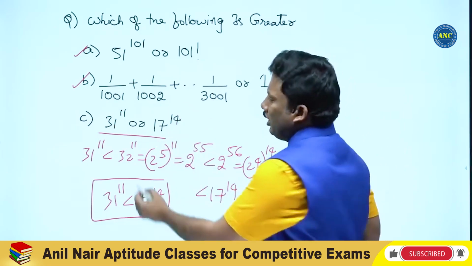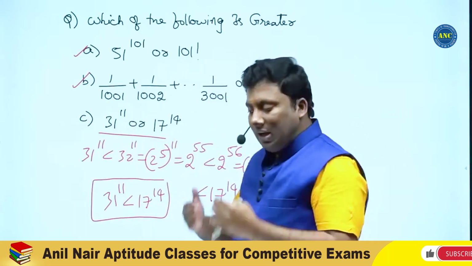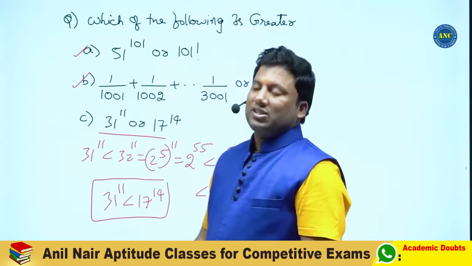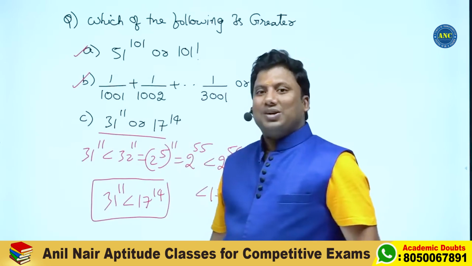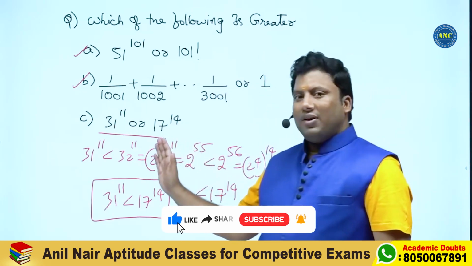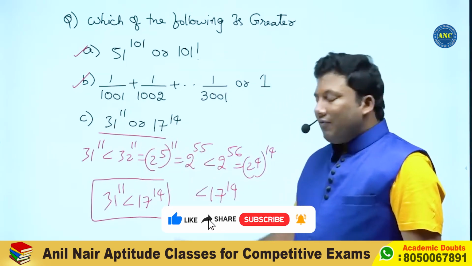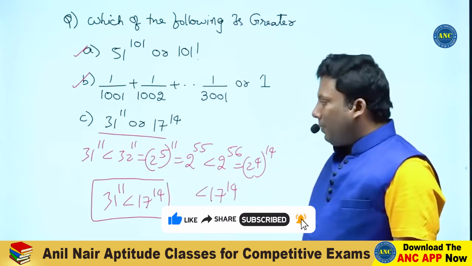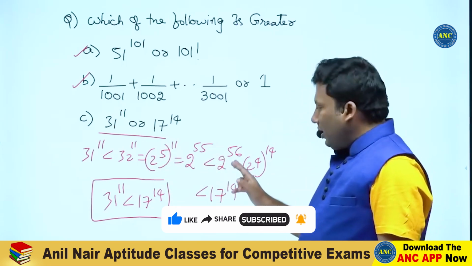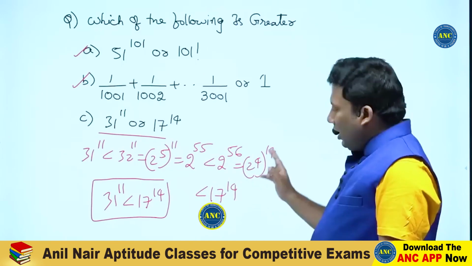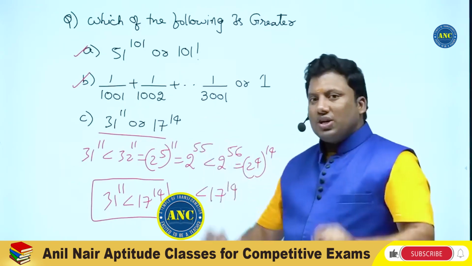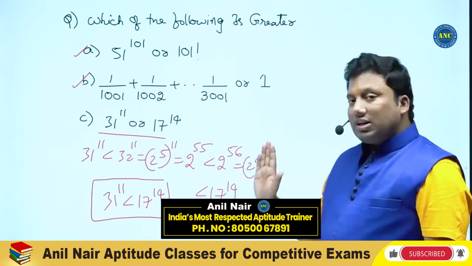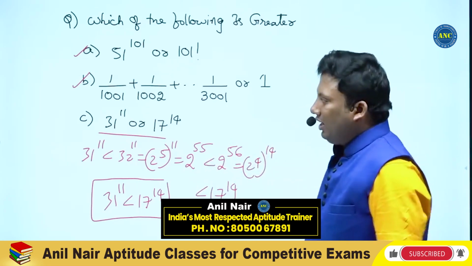The idea behind this question is that 31 and 17 are both close to powers of 2. 31 is closer to 32, 17 is closer to 16. 31 power 11 is less than 32 power 11. 32 is 2 power 5 power 11, 2 power 55, less than 2 power 56. 2 power 4 power 14. 16 is less than 17. So 31 power 11 is less than 17 power 14.